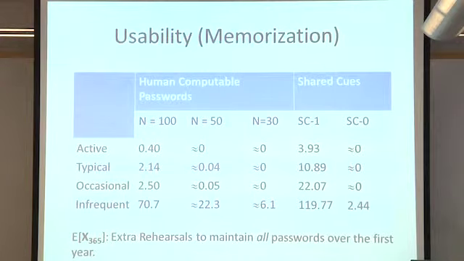If you want to memorize a longer secret mapping from, say, 100 images to digits, then you are going to need to do a little bit of extra work.